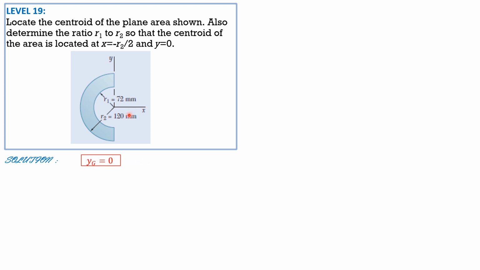That's a given. So the area is the area of big semicircle minus area of small semicircle, which is pi over 2 radius square. So area 2 is pi over 2 R2 square, while area 1 is pi over 2 R1 square. X sub C2 is 4 times R2 over 3 pi, negative because it lies on the left side. Then area 1 is pi over 2 R1 square, and x sub C1 is also negative 4 times R1 over 3 pi.